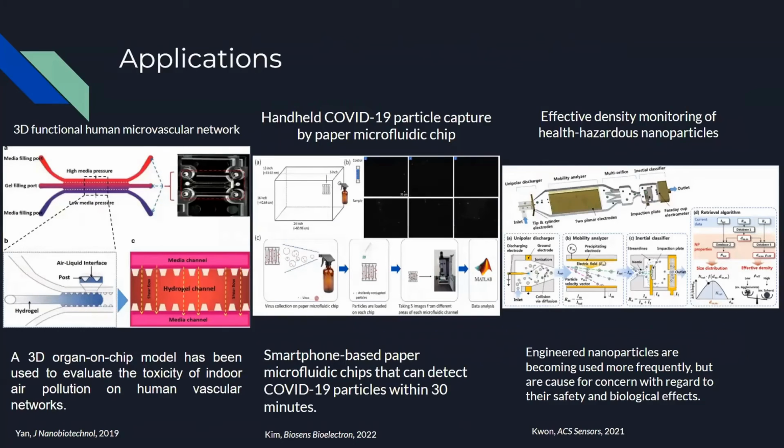The third one on the right is the application of monitoring of airborne particles, the effective density monitoring of hazardous nanoparticles. While engineered nanoparticles are becoming widely used due to their unique properties, they are also becoming a cause of concern with regard to safety and biological effects. For example, the microfluidic chip is able to characterize the nanoparticles in terms of two characteristics, diameters and density, by applying an electric charge to them.